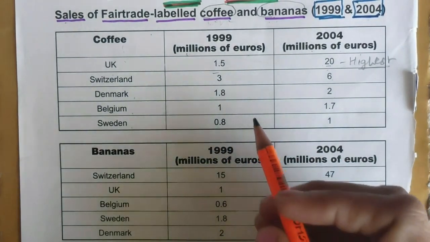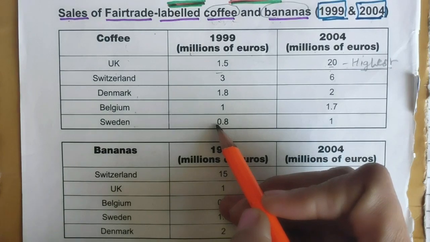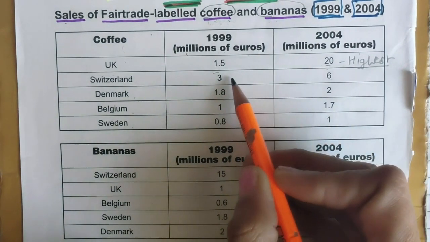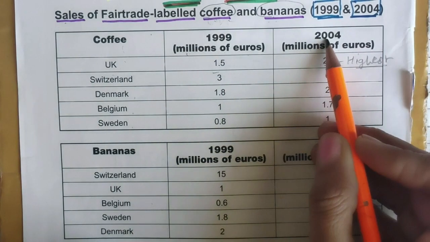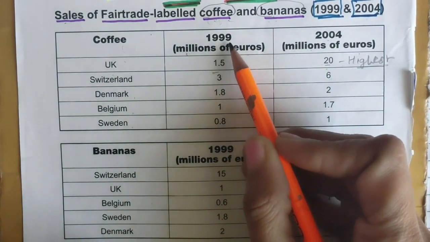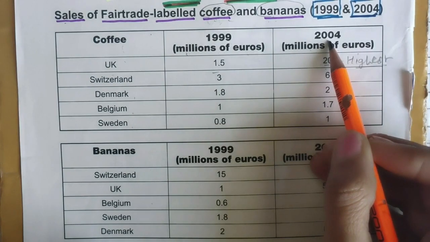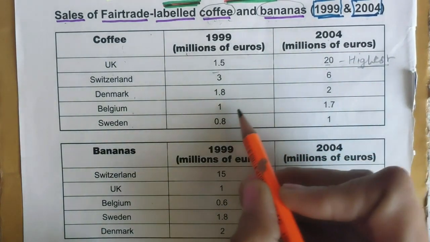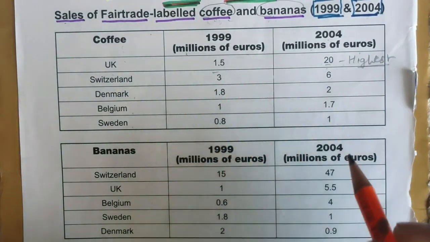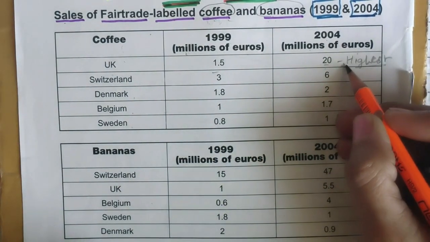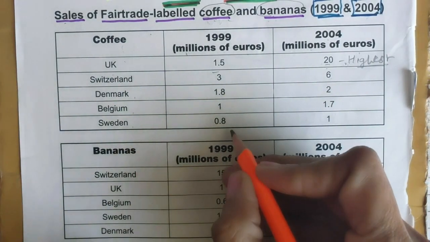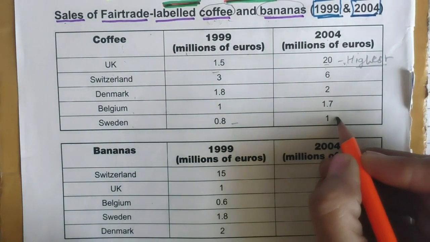And then these 3 countries. Everywhere we can see there is an increasing trend towards 2004. What they were selling in 99, now what they were selling in 2004. So everything is increasing, no one is decreasing, right? So UK is the highest country selling coffee, and the lowest you can say is Sweden.